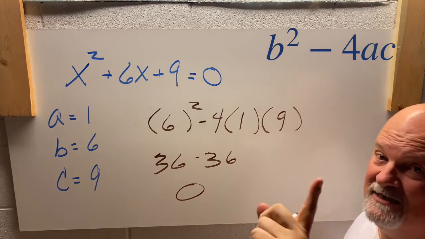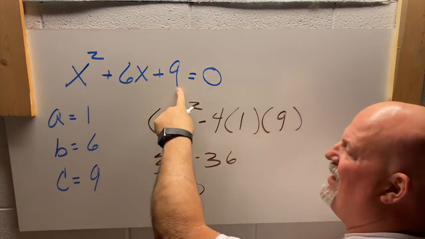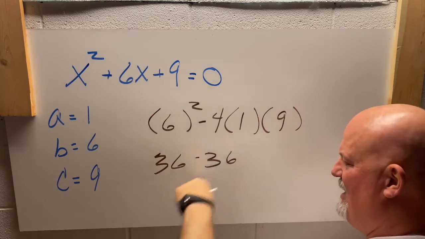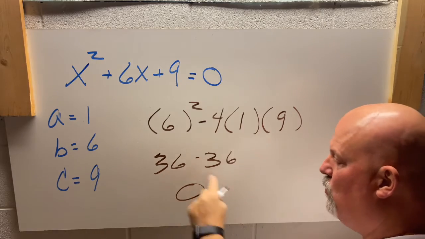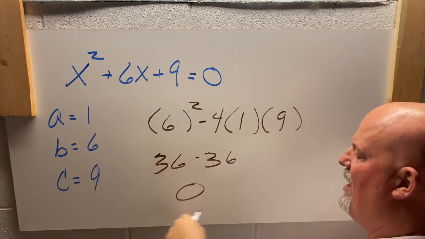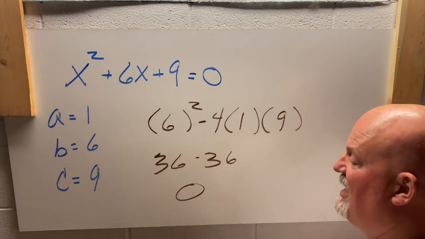That means it's going to touch the x-axis one time. It's going to open up. It's going to cross the y-axis at 9. And it's going to come down and touch the x-axis at just one point. Not at 0, just at one point. This is how many roots or how many solutions or how many zeros I have. Not where it is, just how many I have.